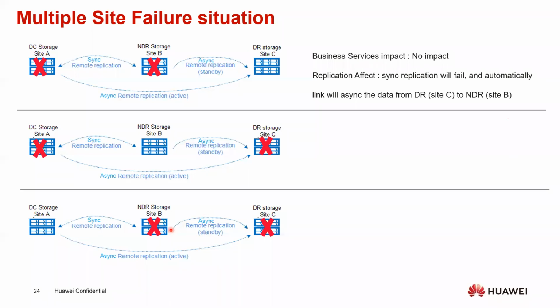In the third situation, your near DR and far DR are both down, but the business keeps running on site A. Your business is running without protection. That means your risk is at the protection level, not the business level. If site A also goes down, then you don't have a copy of that data. So you can consider the protection layers, and this situation is also very hypothetical.